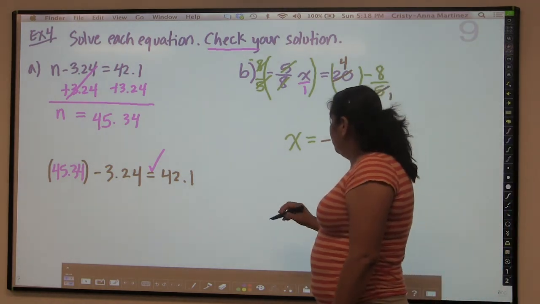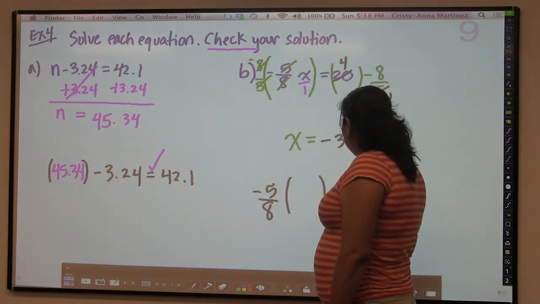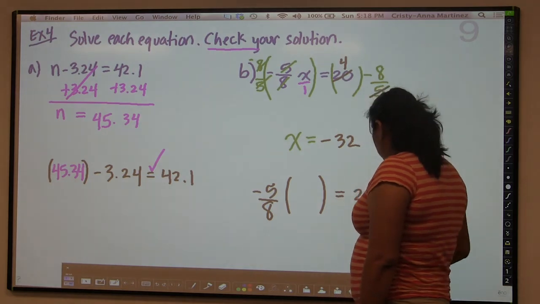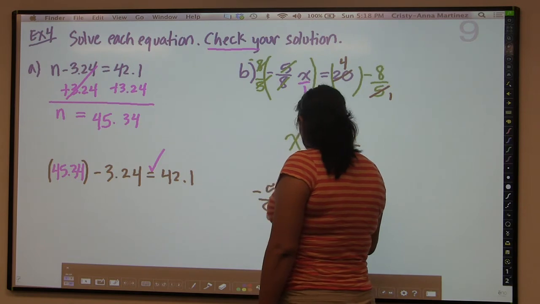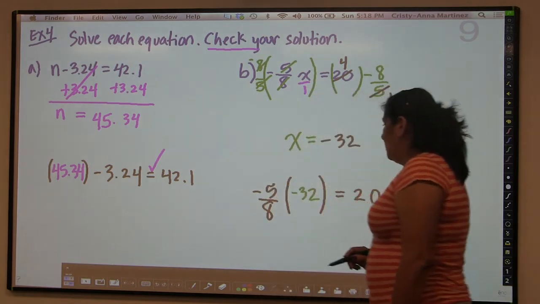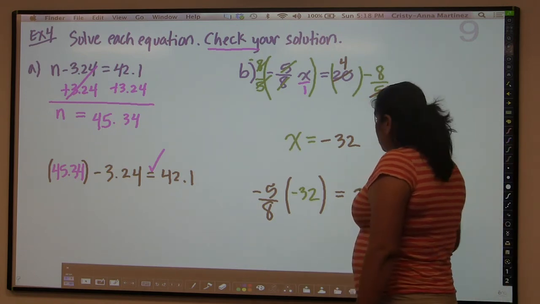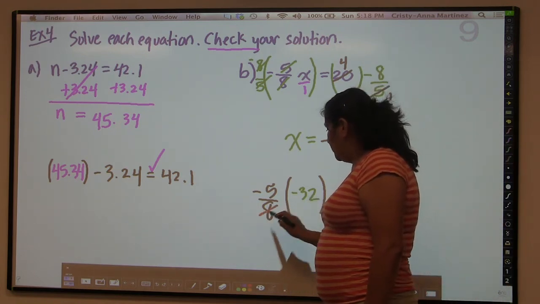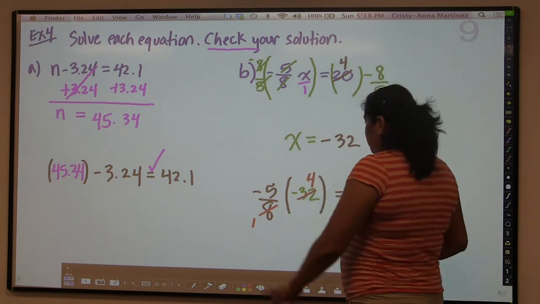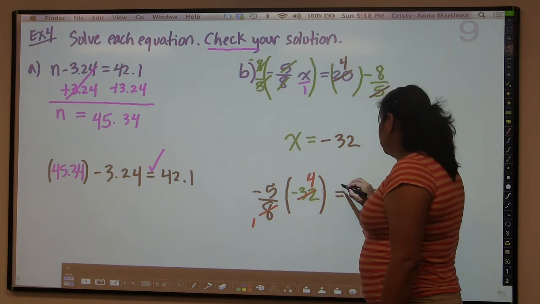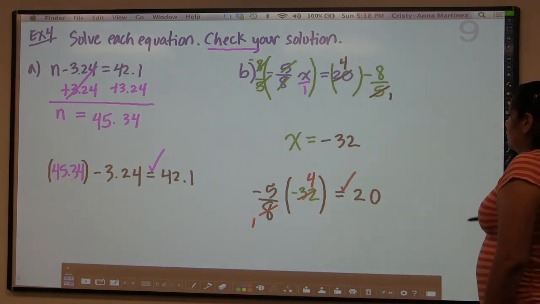So we want to go back to the original expression, negative 5/8 times x, and it's supposed to equal 20. And in this case, our answer that we got was negative 32, and we want to see if that works. And again, we can use reduction. We know that 8 goes into itself once, 8 goes into 32 4 times. And so negative 5 times negative 4 is in fact positive 20, and we have checked our solution. So that is how you do those problems.